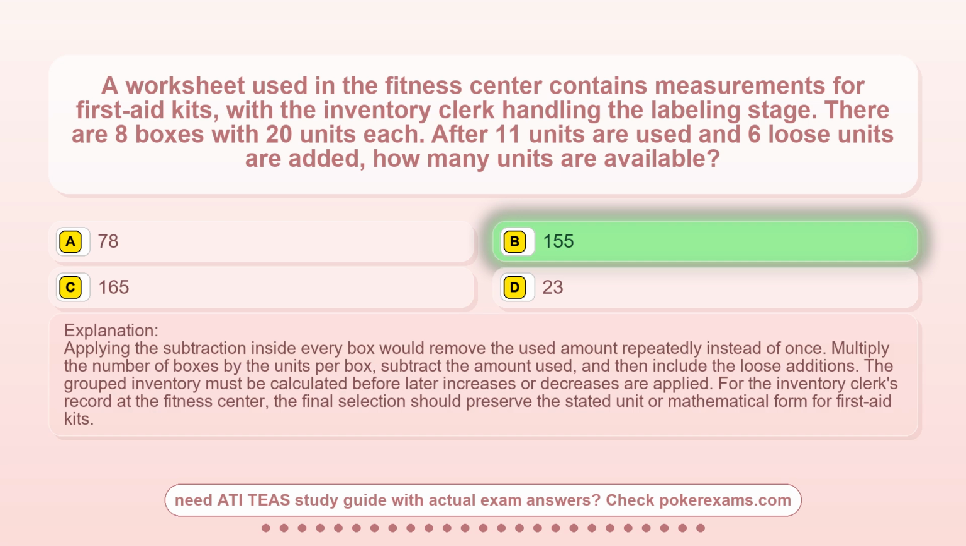Applying the subtraction inside every box would remove the used amount repeatedly instead of once. Multiply the number of boxes by the units per box, subtract the amount used, and then include the loose additions. The grouped inventory must be calculated before later increases or decreases are applied. For the inventory clerk's record at the fitness center, the final selection should preserve the stated unit or mathematical form for first-aid kits. Question 11.